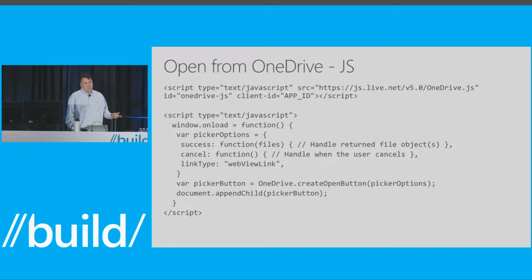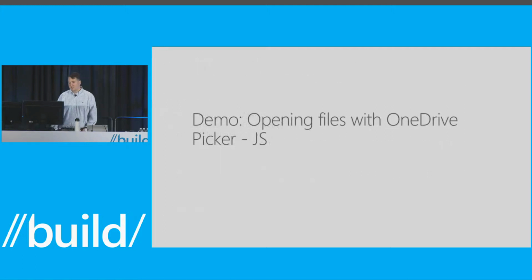Do you want to have a download URL for that file, or do you want to have what we call a web view link, which is a sharing link to that file? And then you call, in this case, the create open button, which will actually inject a button into your HTML page, or you can have your own custom button and call the open method. Really, really simple, really straightforward, and I'll show you now a demo of how that works.